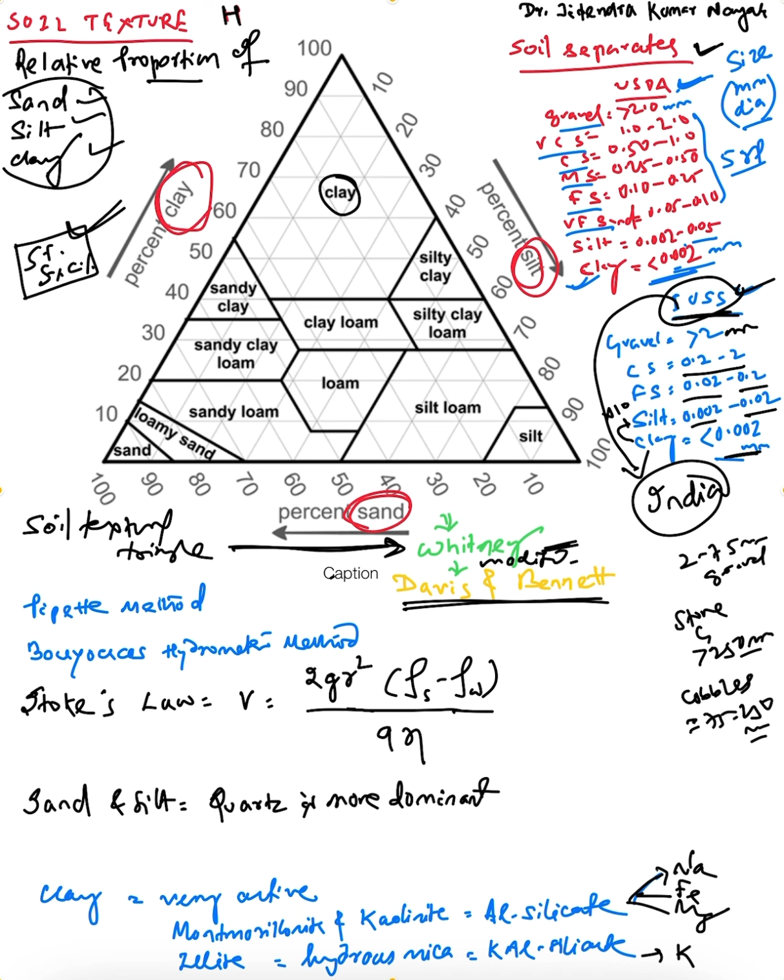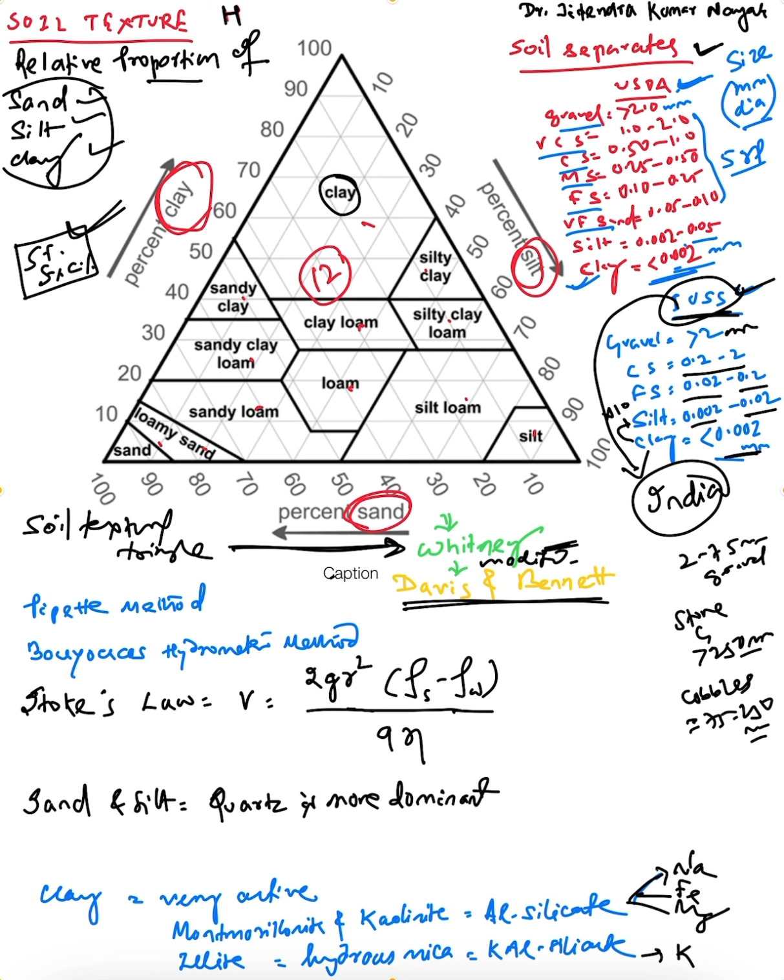Basically, there are different types of soil textures. You can count 1, 2, 3, 4, 5, 6, 7, 8, 9, 10, 11, 12. That means in the textural triangle we have 12 soil textures, and here we are majorly going for clay soil.